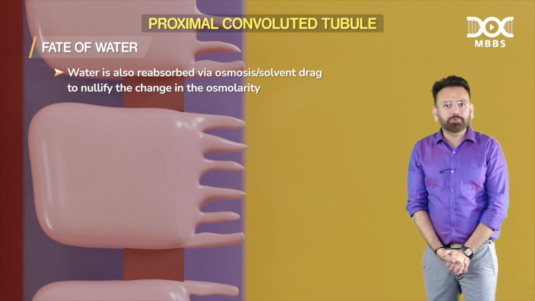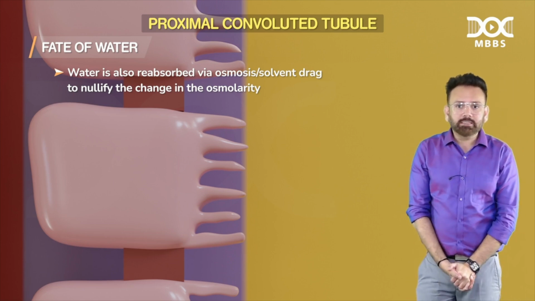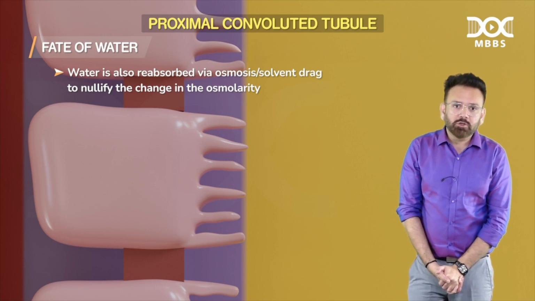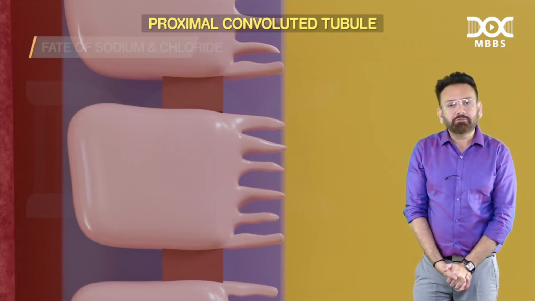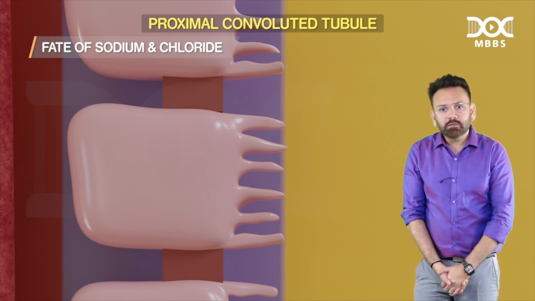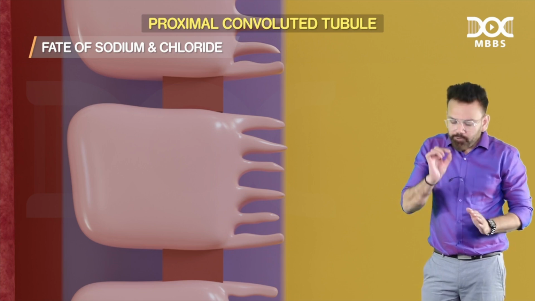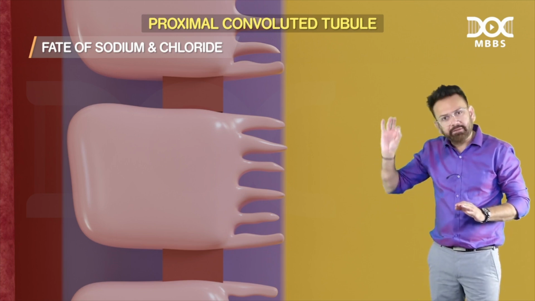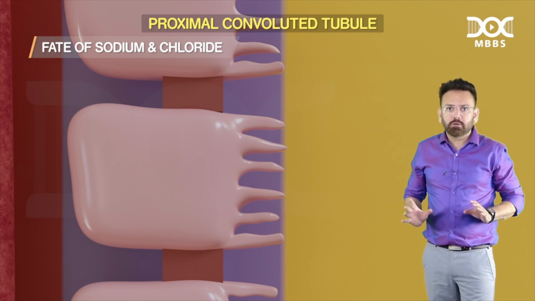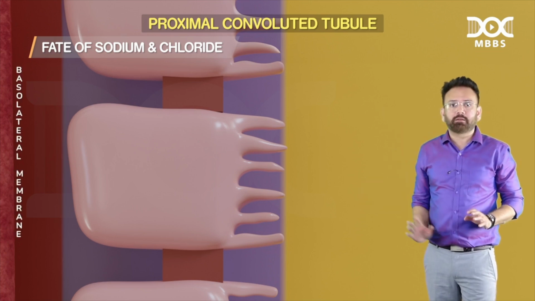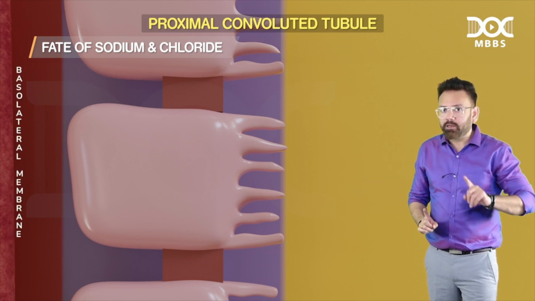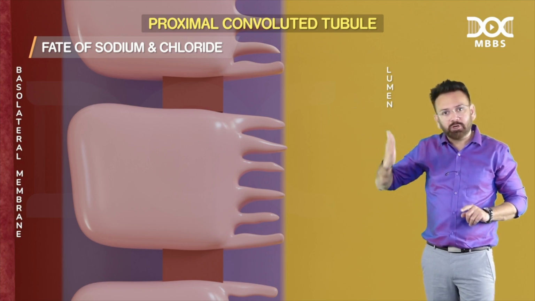So water is reabsorbed via solvent drag, or you can say via osmosis. So this is the fate of water. Now, what is the fate of sodium and chloride? See, there are two types of reabsorption. If you remember, in almost every cell of the nephron, I've told you there are two membranes. One is the luminal or apical membrane, the other is the basolateral membrane.